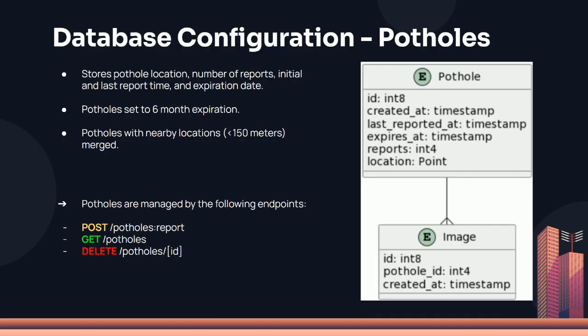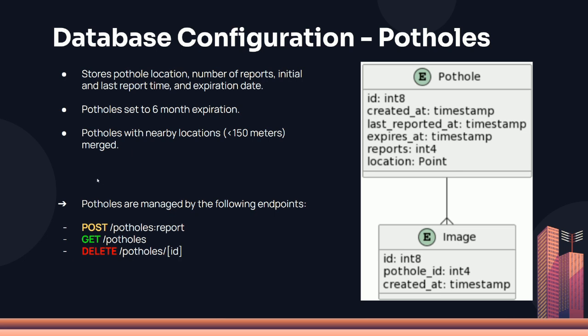Now, when it comes to our database, it's actually fairly simple. We are storing the location of the pothole, how many reports it's received, the first and last time it was reported, along with the expiration date. So this expiration date is made 6 months after the last time it was reported, in case the pothole has gotten repaired or we need to just remove it from the database. There is a delta in place at 150 meters as well to avoid slight discrepancies in the user's location when the alert is made.